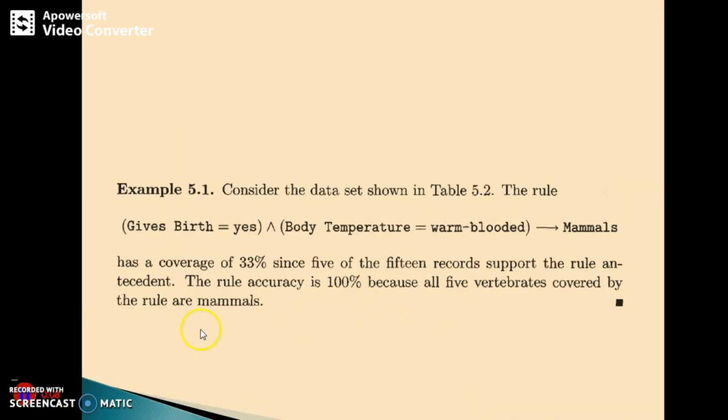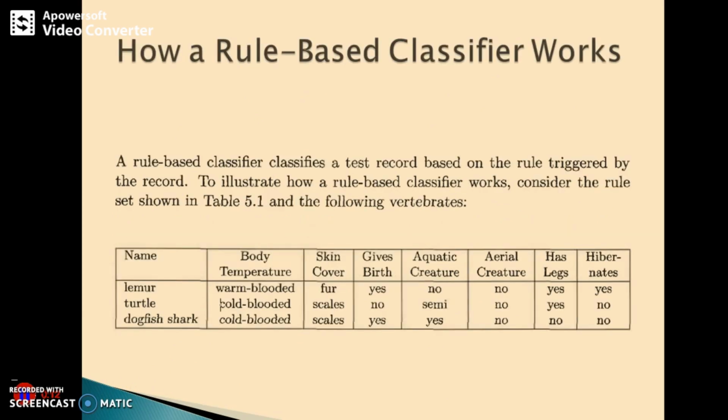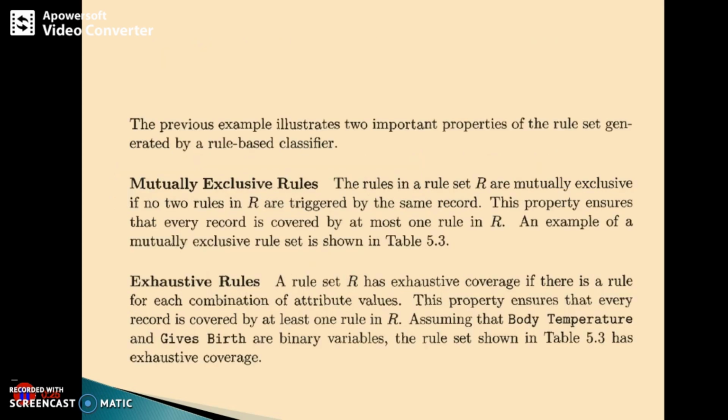So 100% accuracy, right? Okay, so this rule became a strong rule. This is how you calculate the accuracy and coverage, and this is how you write the rule, and this is how you do the classification based on the rules. Yes, and now we'll see the mutually exclusive and exhaustive rules. So what are mutually exclusive rules?